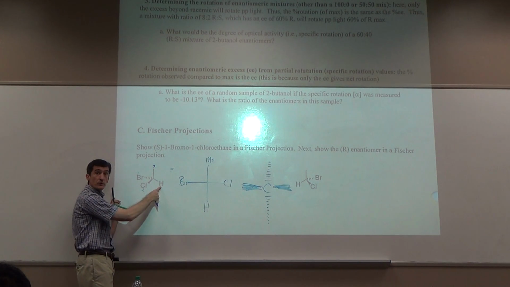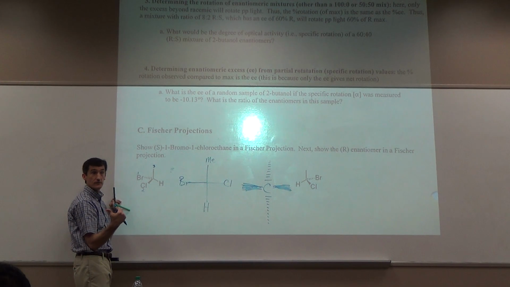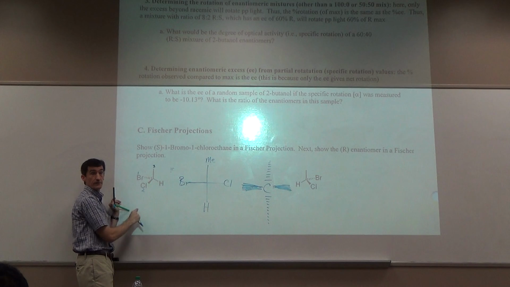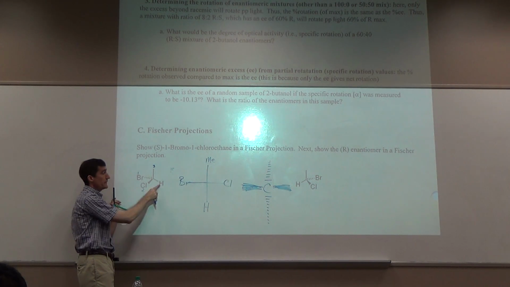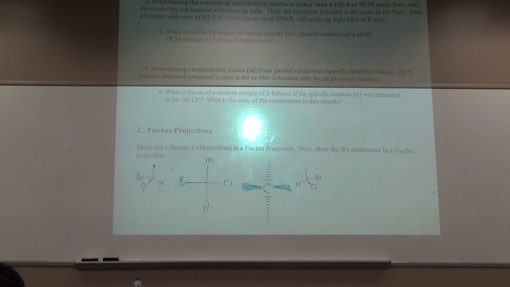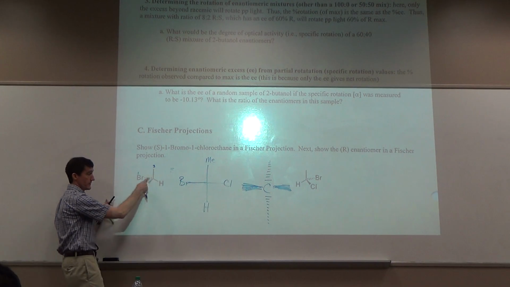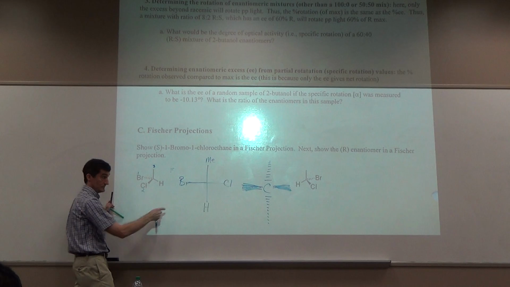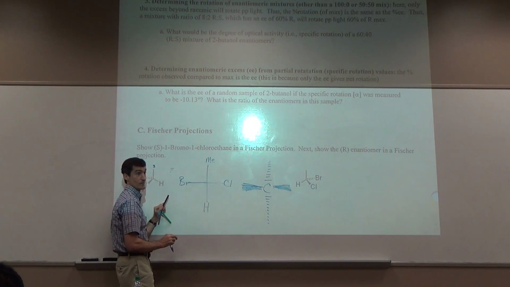Is the low priority group forward? No. If it was forward, we know that we can just reverse our mind. The low priority group is in the plane, so how do you deal with it? Well, you have to either rotate the molecule or your view. But we've already rotated the view. That's the power of the Fisher projection.